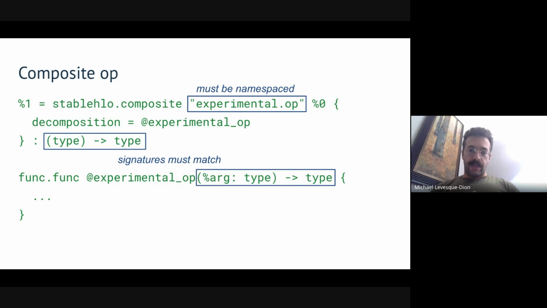All right, and just to call out a few specific things here: obviously the function that the composite is pointing to must have the same type as the composite op itself, and the name must be namespaced. This is just something that we required to try to minimize the risk of collisions between names.